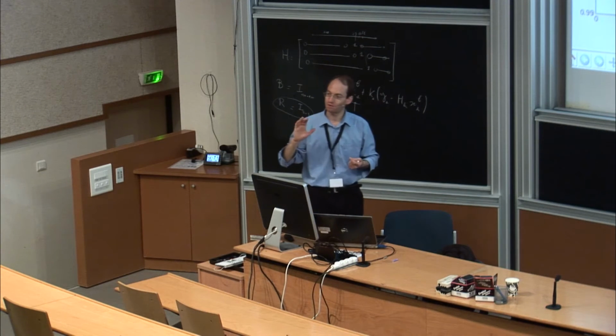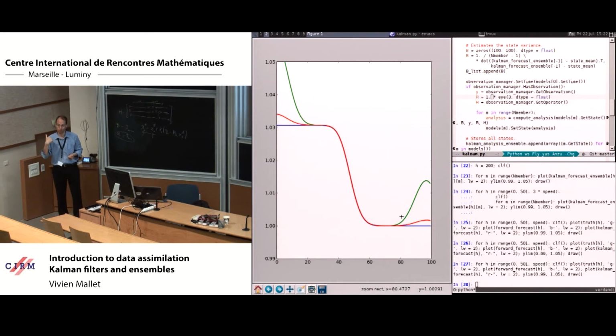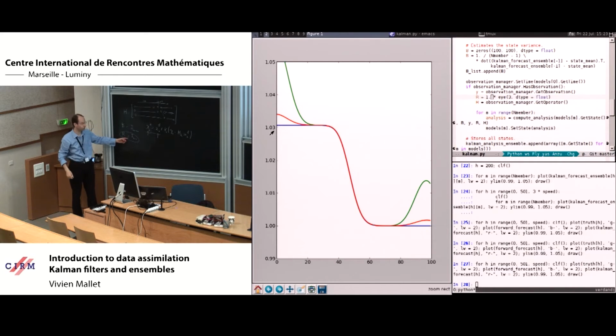So I assume that the standard deviation of the error is 1 for observations. Okay? So let's have a look at the values here. We observe the water height is between 1 and say 1.03. So if your error is of magnitude 1 in standard deviation, it's absolutely huge. So you don't trust observations, they give no information if they are so poor.